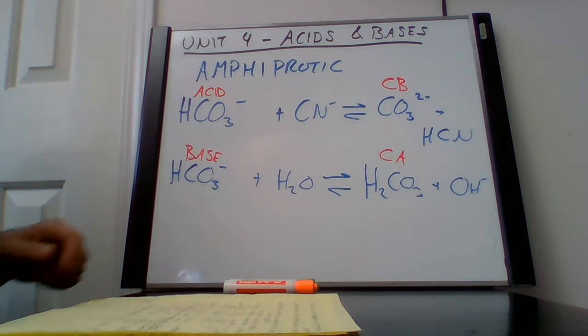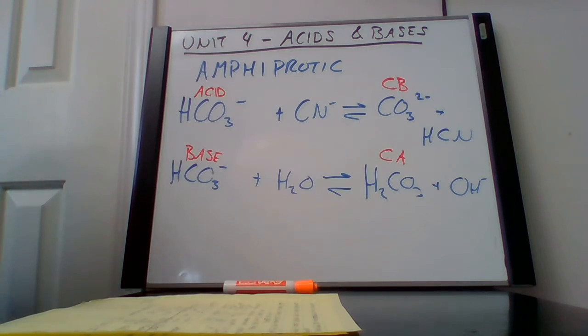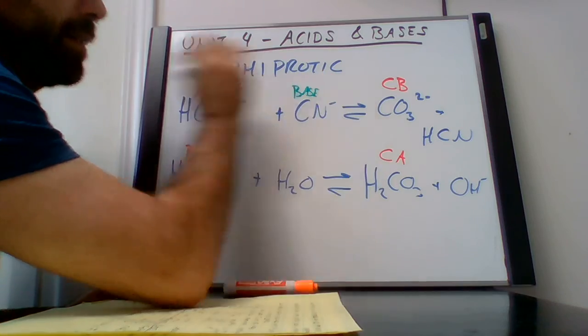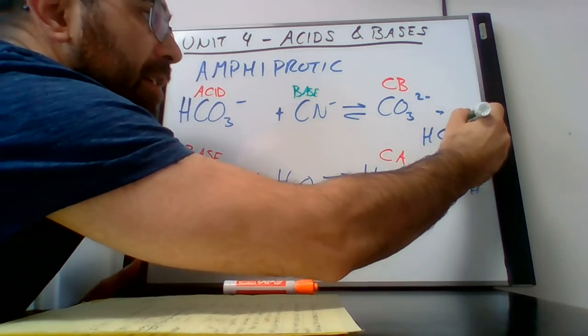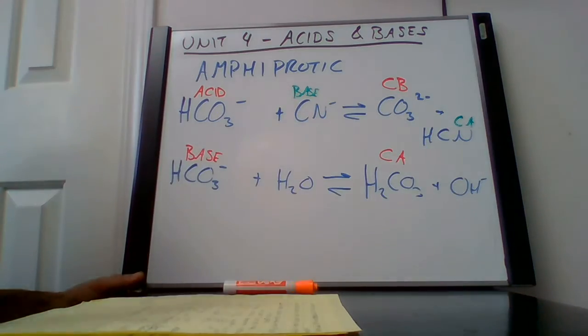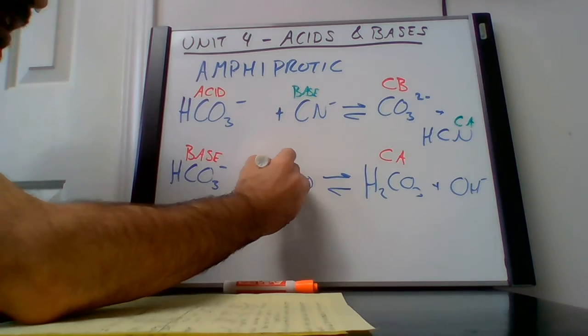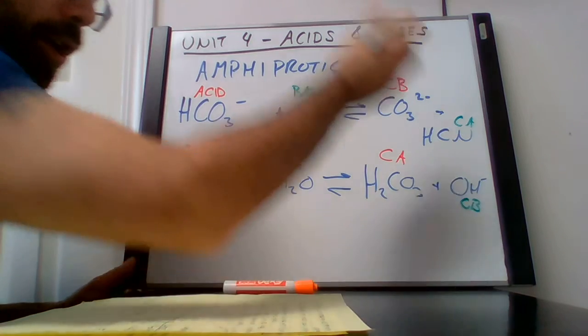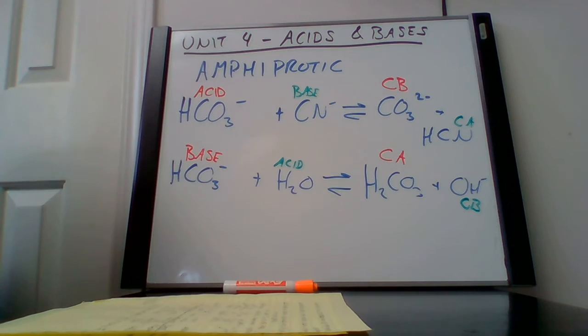Alternatively, that would make our CN minus in here our base, and that makes the HCN our conjugate acid. Or if this was our base, that makes the water our acid and makes the OH minus our conjugate base. Okay, so that is a majority of the definitions we wanted to take care of, but we've also got a little bit of other information to talk about.